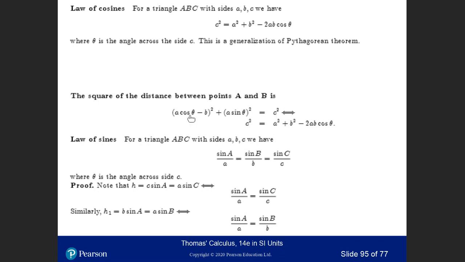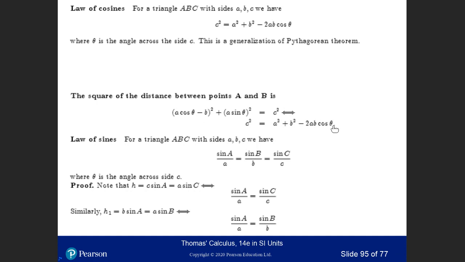Now, if you open this up, you have a squared cosine squared here and a squared sine squared here. That's just a squared. And now I have b squared also on this side that comes from this. But we have on the multiplication minus 2ab cosine theta. So c squared is equal to a squared plus b squared minus 2ab cosine theta. That's the law of cosines.